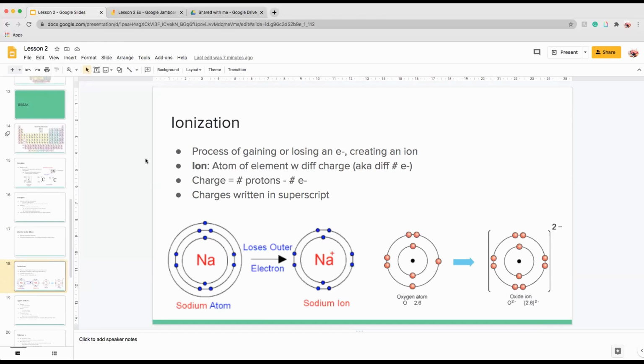Ionization, this is pretty important. Ionization is the process which an atom undergoes when it loses or gains an electron. An atom with more or fewer electrons than its normal form is called an ion. The definition of an ion, if you want to write it down, is an atom of an element with a different charge. That's actually a pretty bad definition.